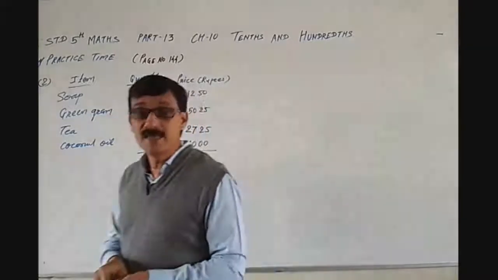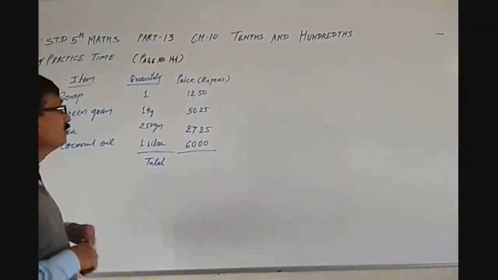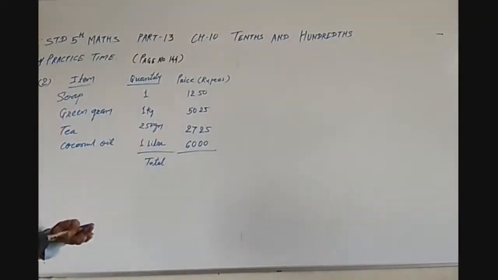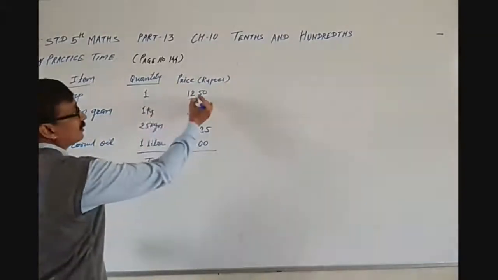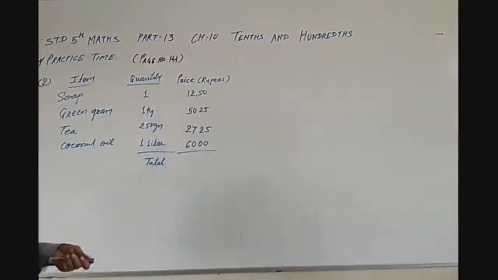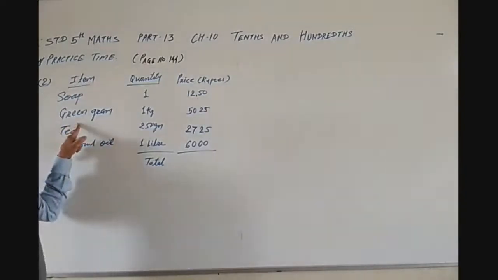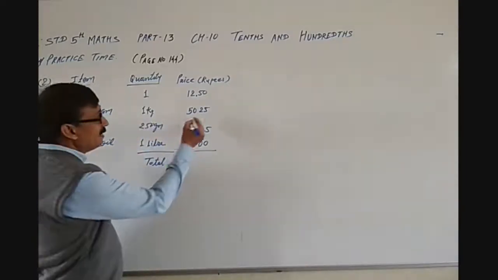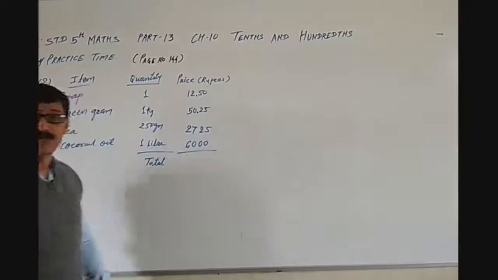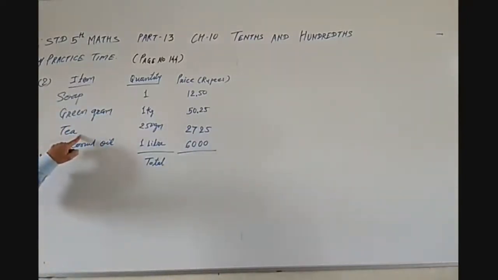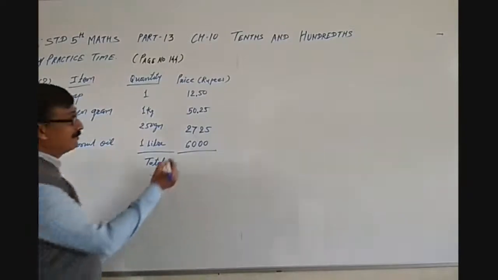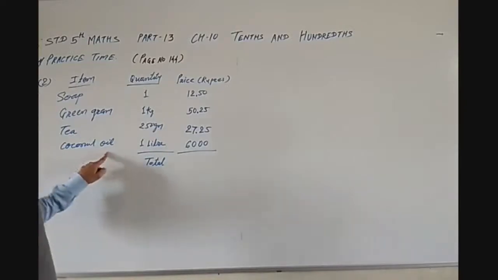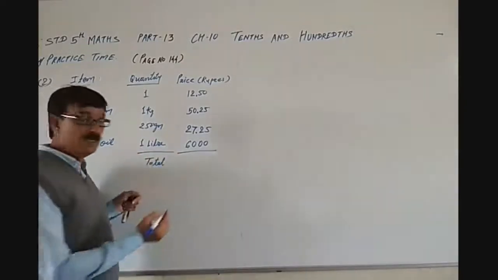So the correct bill will be, first of all, let's put the decimal point. A soap could cost 12 rupees and 50 paisa. Then green gram, 1 kg, it may be 50 rupees and 25 paisa. Then tea, 250 gram, that might be 27 rupees and 25 paisa. And coconut oil, per liter, 60 rupees.